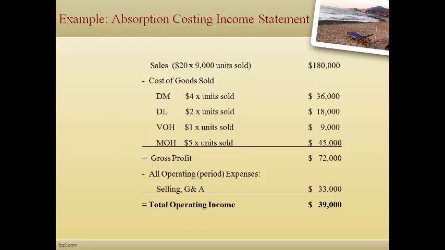This statement sorts costs by product and period. Begin with sales and subtract all four product costs. Make sure to multiply the per unit by the units sold. Then subtract all period expenses. Period expenses include both fixed and variable.